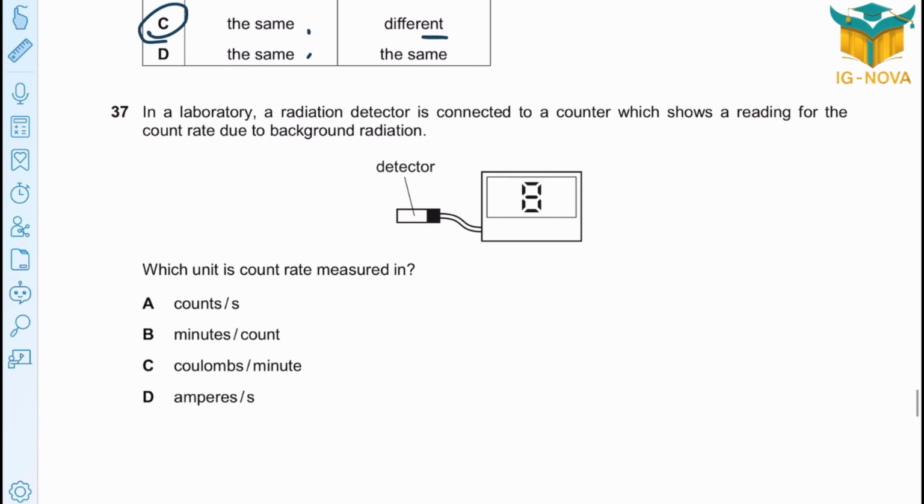Question 37. In a laboratory, a radiation detector is connected to a counter which shows the reading for the count rate due to the background radiation. What is the unit of the count rate? Remember, anything related to rate, time is a factor here, so it's a count per time. Option A is the correct one.